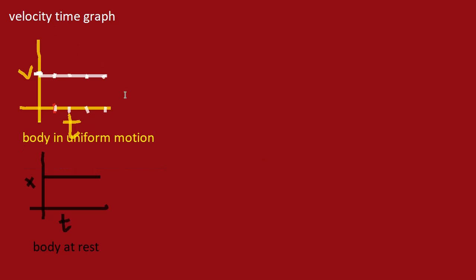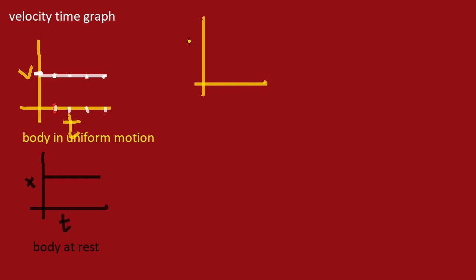You should just pay attention to what kind of graph it is. If it is a VT graph, then a line parallel to the time axis gives you the graph of a body in uniform motion, while a line parallel to the time axis gives you a body at rest if it is an XT graph. So you should take note of that. The next kind of VT graph is about a body in non-uniform motion. If a body is in non-uniform motion, the graph will look like this.